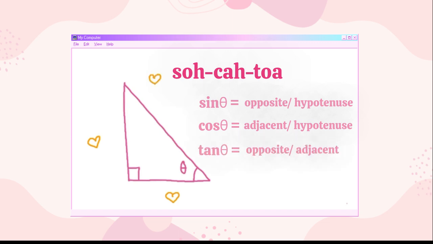In each case, you're looking at the sides of the triangle in relation to the angle theta. The opposite side is across from theta, the adjacent side is next to theta, and the hypotenuse is the longest side, always opposite to the 90-degree angle. SOHCAHTOA helps you quickly remember which sides to use for each function.